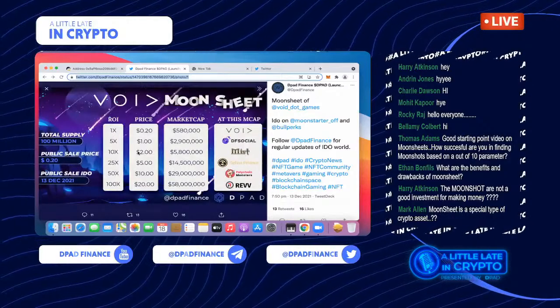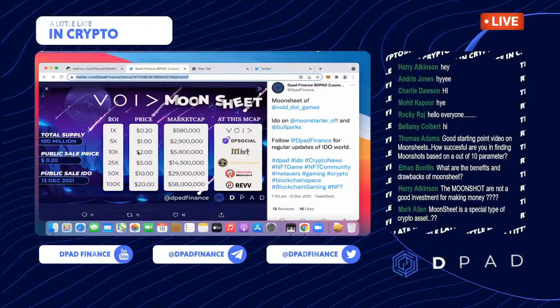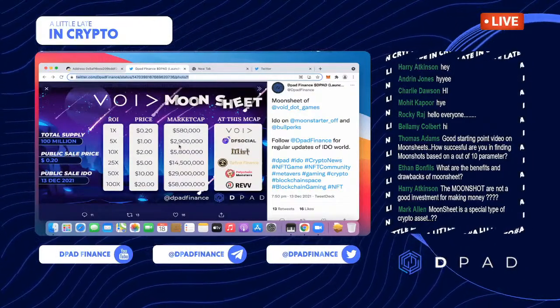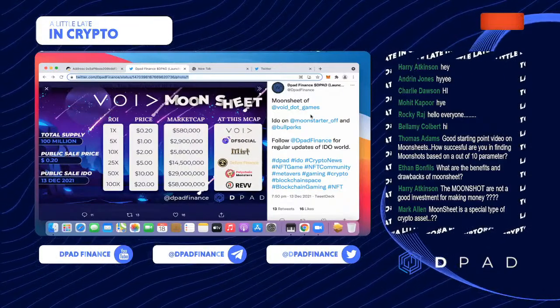Okay, I think I can see a screen. Yes, everybody can see it properly. Yeah, I see the VOI Moonsheet. Is that what you're showing? Yeah. So, okay, I don't know about the project itself.